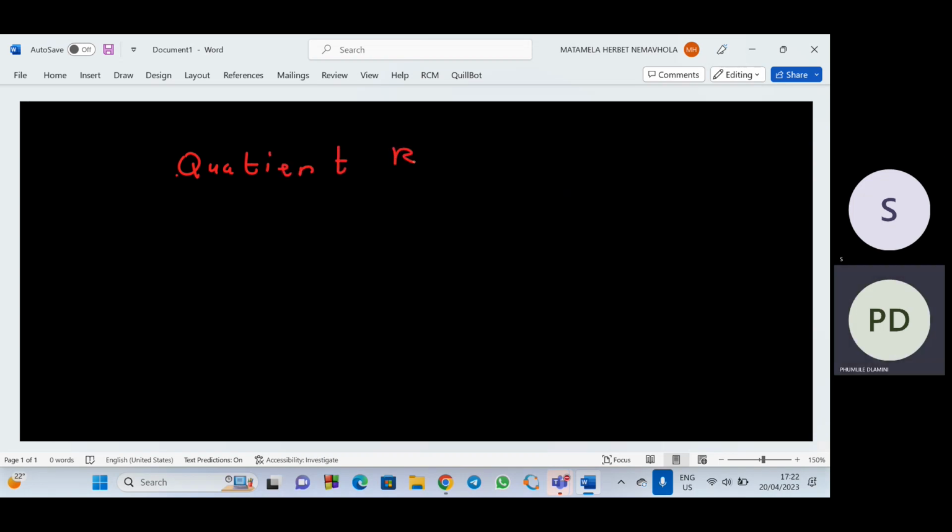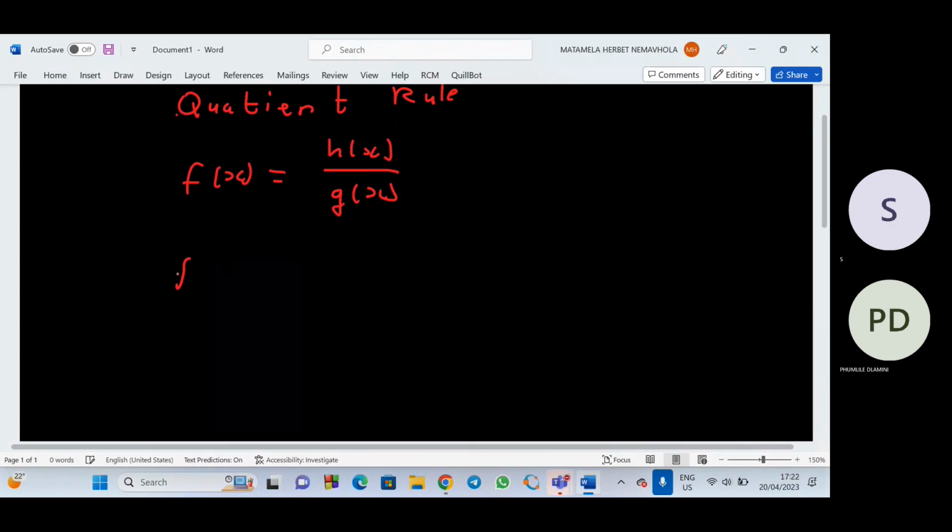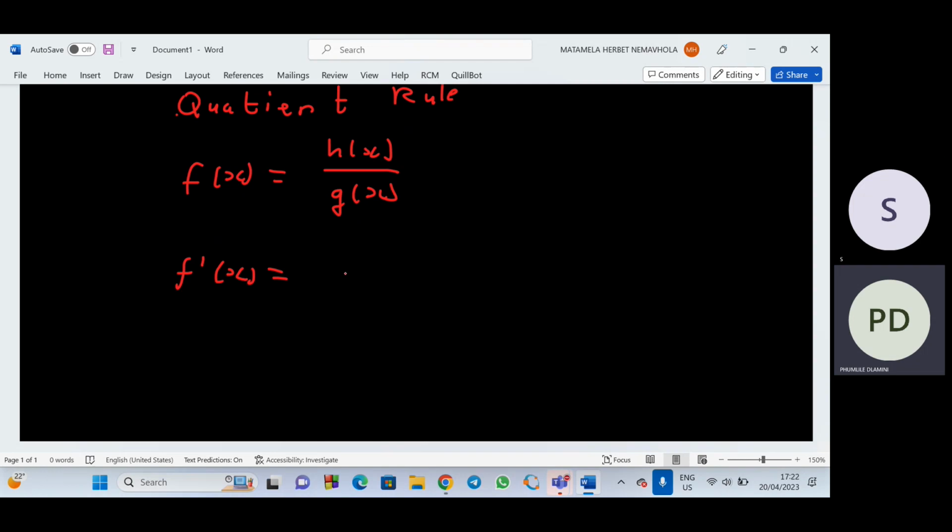Quotient rule. It states that if I have a function f of x equals h of x divided by g of x, then to find f prime of x, the first thing you do is use square brackets, or you can just say brackets. I write g of x as it is, then I square it.